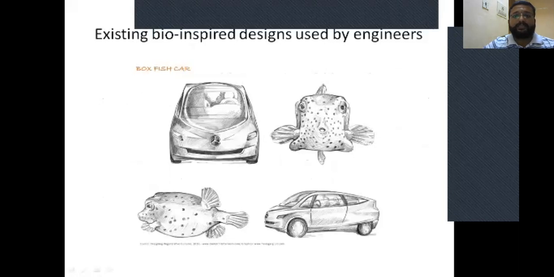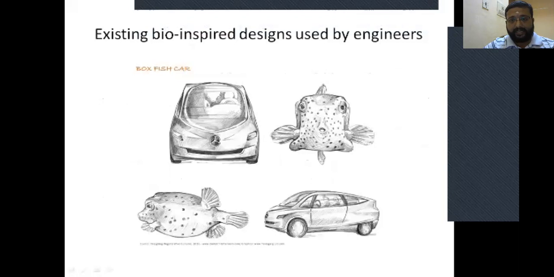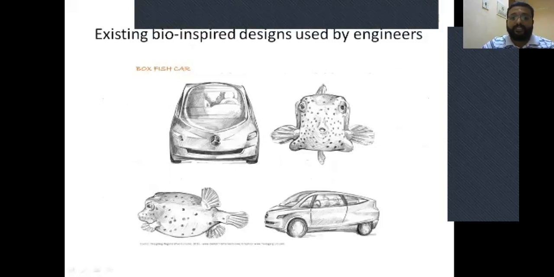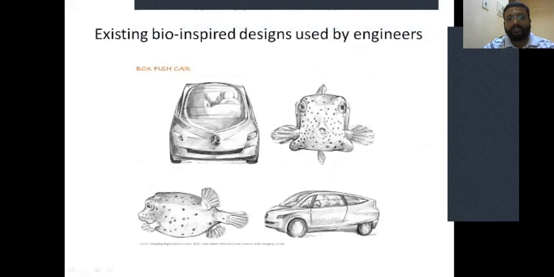This is existing bio-inspired design used by engineers. As I told you, this is the car. This car has been designed by keeping in mind this particular fish. This fish is called a box fish. You can see the structure of the fish and the similarity: the front view of the fish, the front view of the car. This has been used as a reference to design the car.